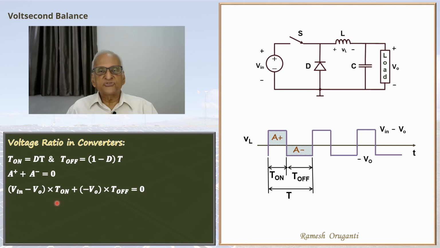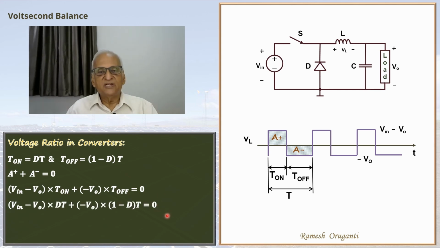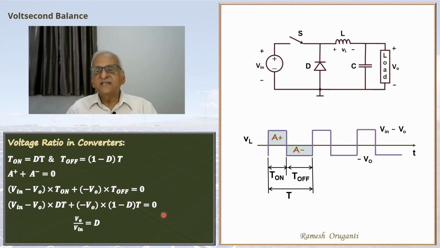So T on is of course DT, T off is of course 1 minus D times T. So I can rewrite this equation in this way. Now we can solve for V0 by Vin in this. V0 by Vin equal to D, which is known to many of us. As I said, it is relatively easy to determine the voltage waveform of the inductor. Then applying Voltsecond balance, we can determine the unknown DC voltage in the system.